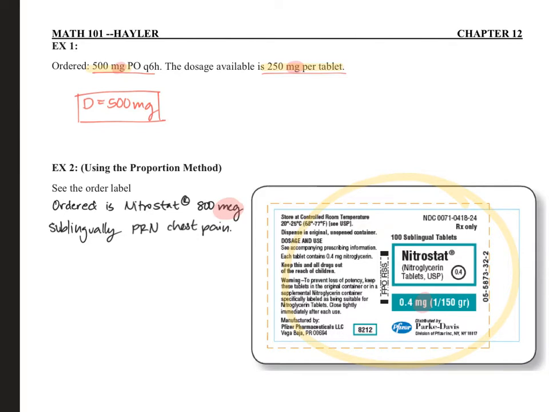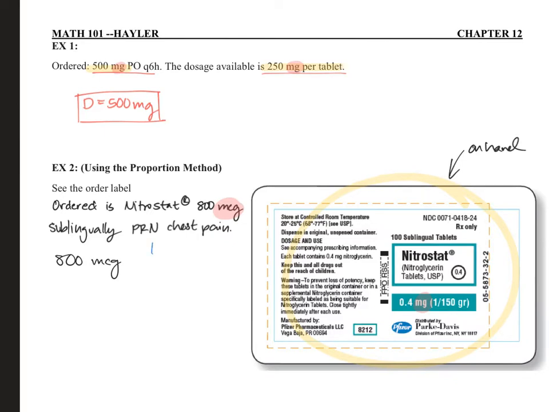We need to convert the order into something that makes sense with what we have on hand. So we're going to convert our order amount to make sense with what we have on hand. That means we need to convert 800 micrograms into milligrams, and that first will show us what the desired dose is. The first thing is we need to know the conversion factor.